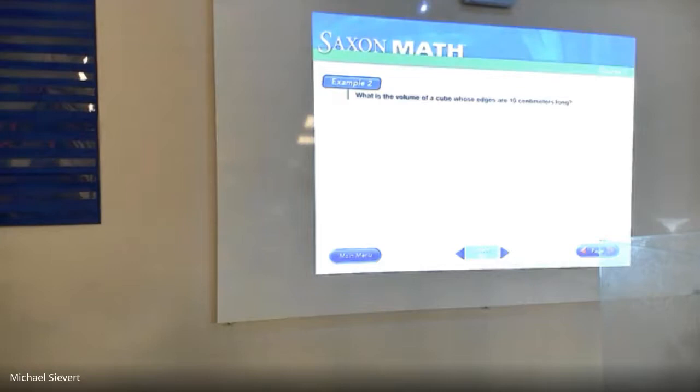First of all, is a cube like a rectangle? Does it have different sides, or are all the sides the same for a cube? Devin? It is, but are all the sides the same? Destiny? Right, so if you were to draw a 3D cube, let's see if I can do it.